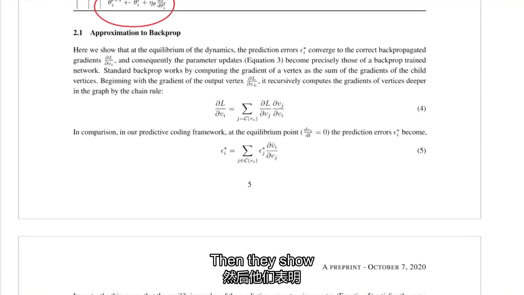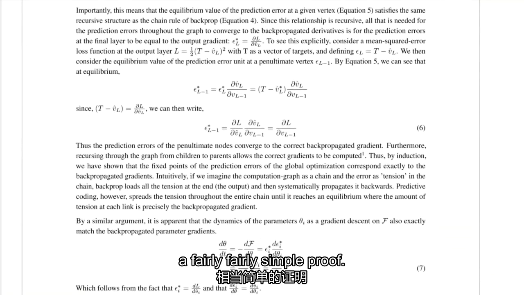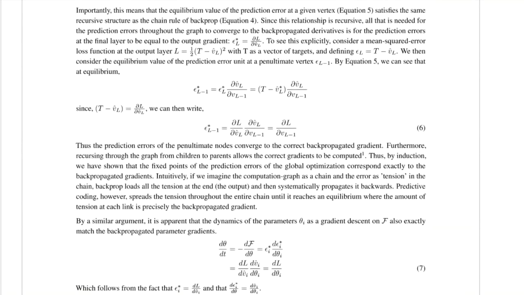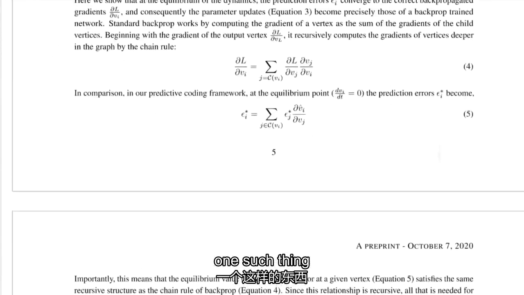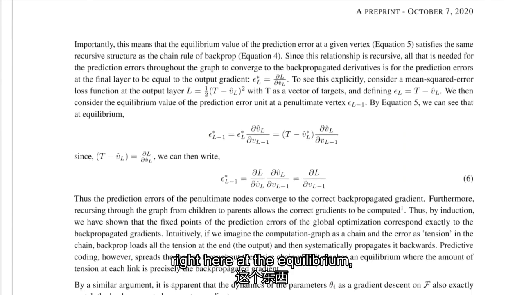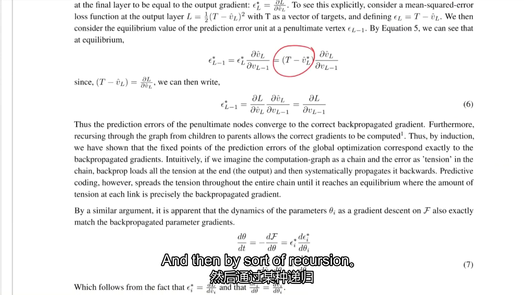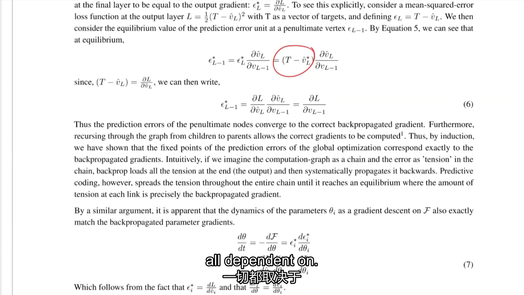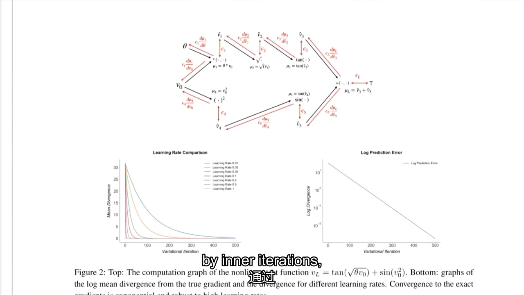Okay. So then they show that this actually approximates backprop, and it's a fairly simple proof. It's sort of a proof by induction, by iteration, that's showing that one such thing like this thing right here at the equilibrium at the last layer is equivalent to backprop, because you can simply substitute this, and then by sort of recursion that goes back the layers. And this is all dependent on you actually reaching that equilibrium, which you do, as we said, by inner iterations.